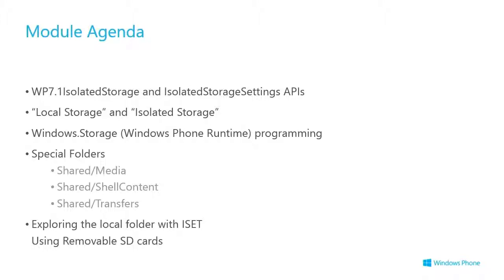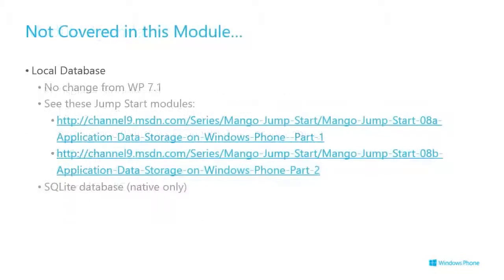In 7.1, we have isolated storage and the APIs that we've been working with for the last couple of years to do that. Local storage and isolated storage is something we'll compare and talk about. We're going to talk about the new Windows storage programming via the Windows Phone runtime, some special folders that you may not have heard about, and then those removable SD cards that Andy talked about earlier in the day. So let's move right along.